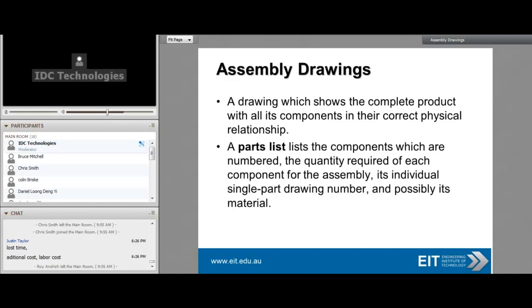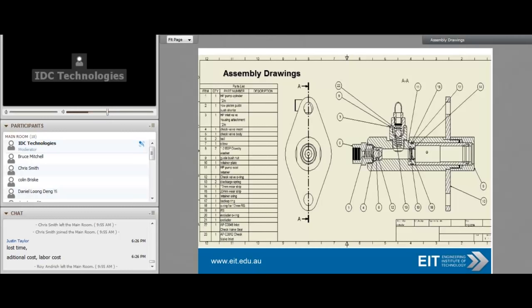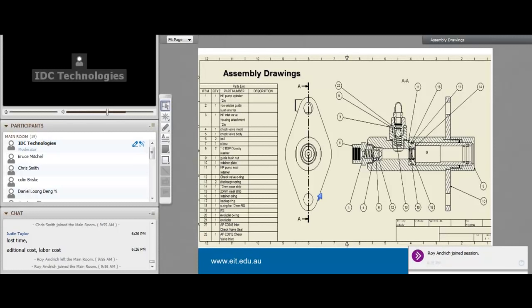Another useful drawing for us, especially if we're going to put parts together, is an assembly drawing. An assembly drawing shows how things are put together, and generally one can assemble it like a Lego set, if we look at this. Now, the assembly drawing shows how things go together, and we have a parts list along with the drawing. What do you think the parts list helps us to achieve?